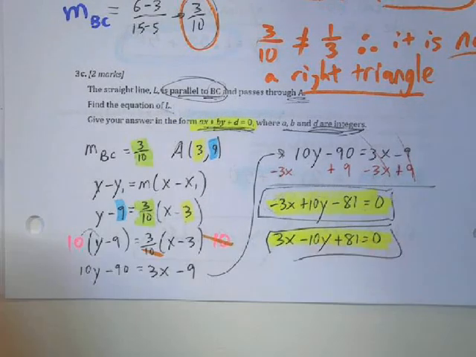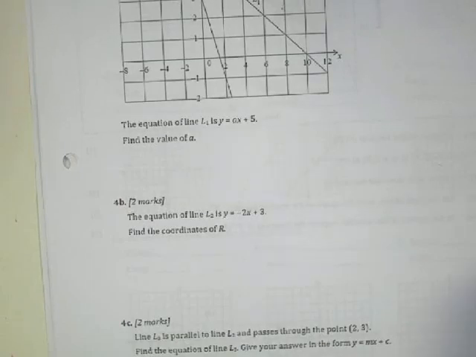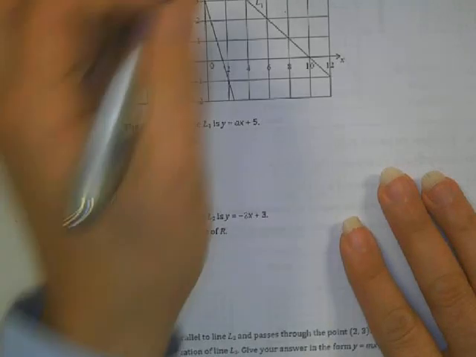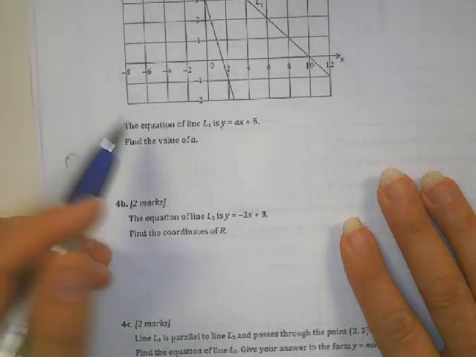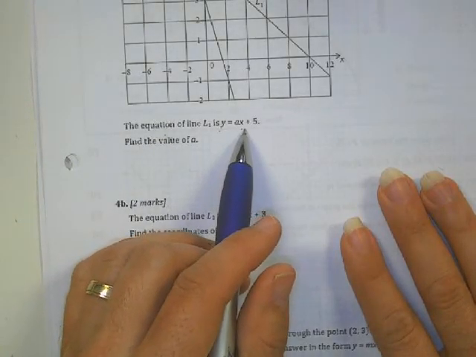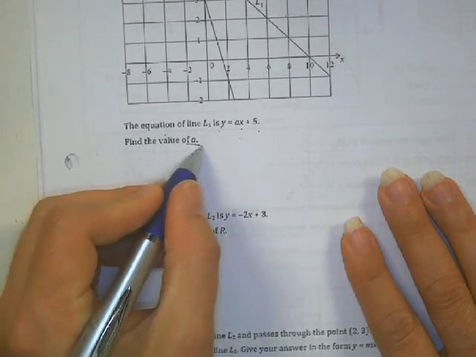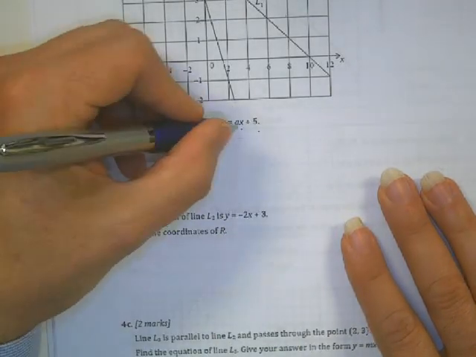All right, next question. Consider these two lines. Line L is y equals ax plus 5. Find the value of a. Okay, so a is the slope, right?